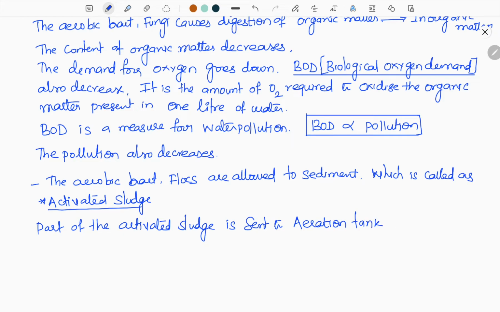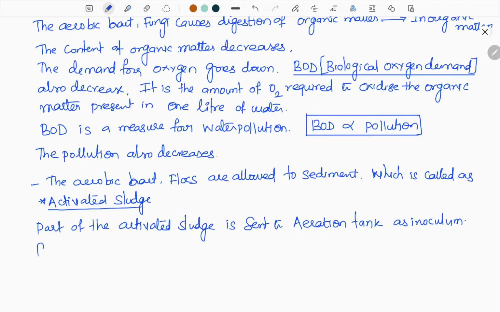It is sent to the aeration tank as inoculum. I think you should guess why we should send this part of the activated sludge to the aeration tank. From the aeration tank we have removed all the aerobic bacteria, and now this aerobic bacteria is required for the next purification of the organic matter. For that we have to send a little part of this flock, this activated sludge, to the aeration tank for further bioremediation in the secondary treatment plant.